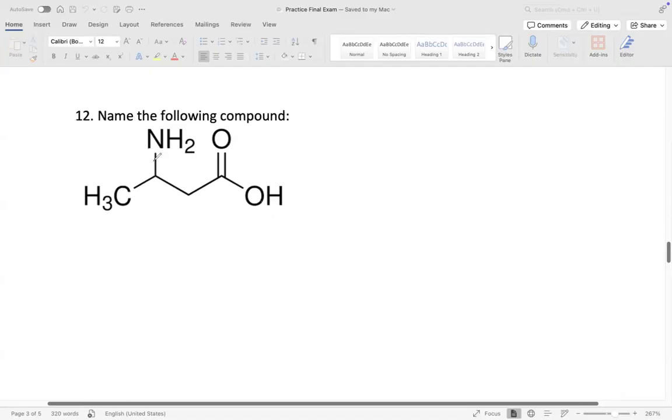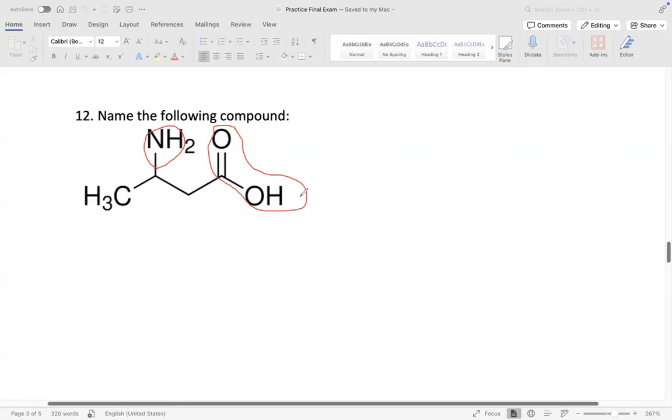We have an amine functional group, right? We just were working with amines over there. And then I have a carboxylic acid. I have that C double bonded to an O bonded to an OH. So when you have 2 functional groups, you have to choose one. There's always one that's going to take precedent. In this case, carboxylic acid is going to take precedent.